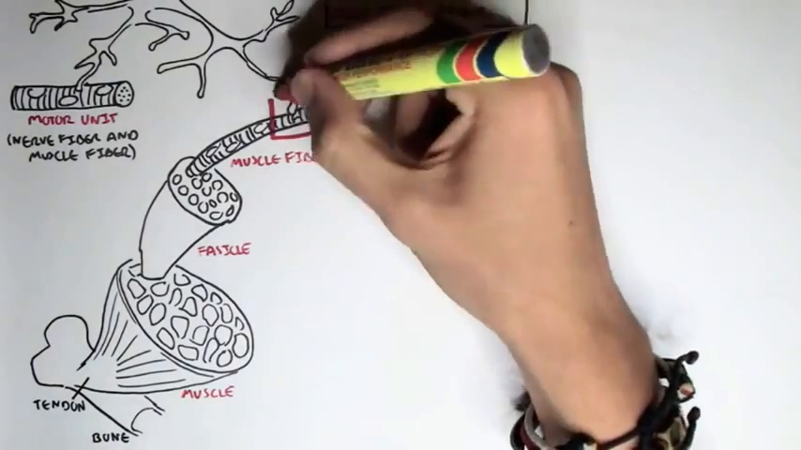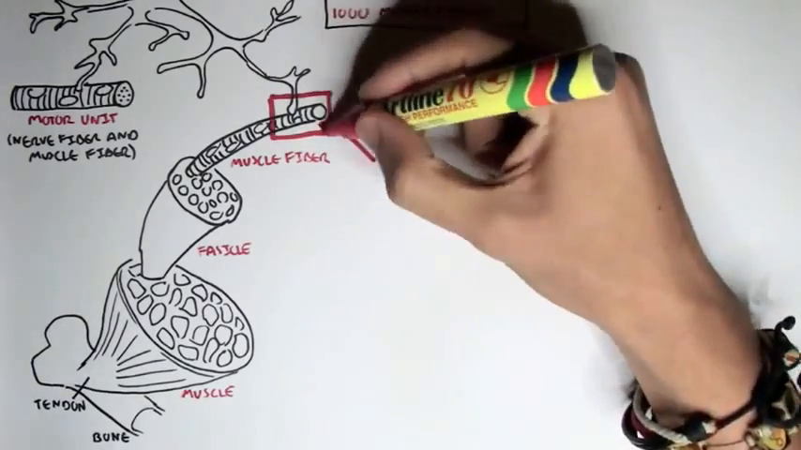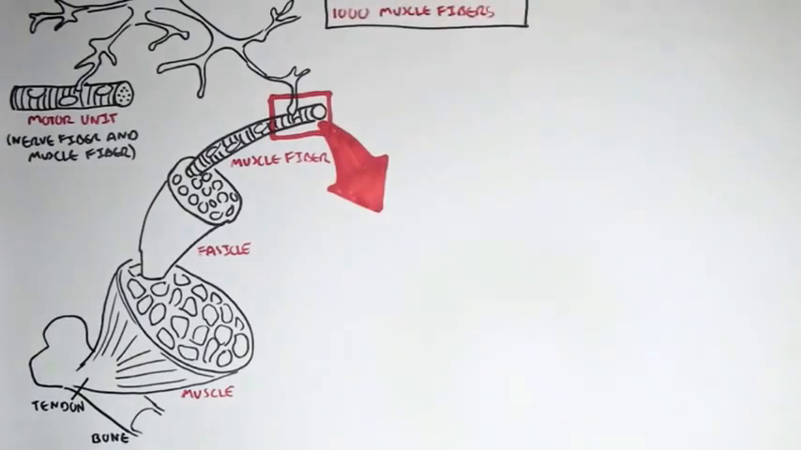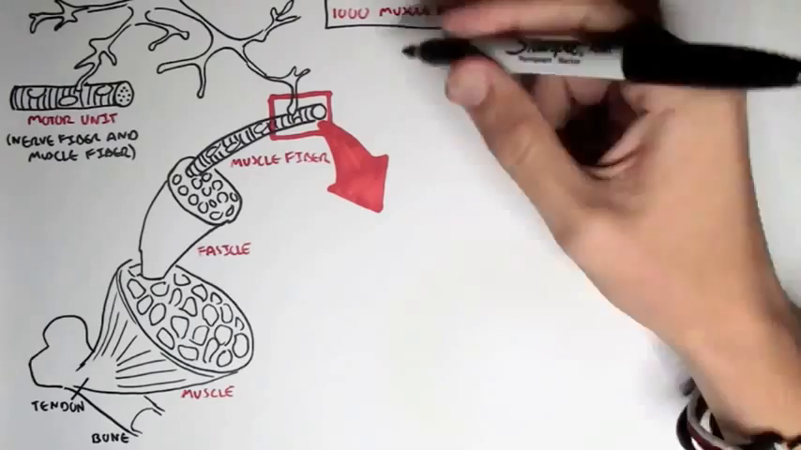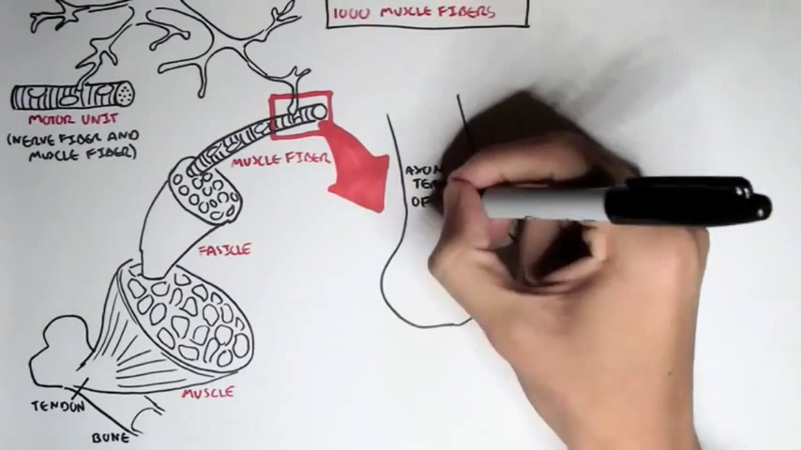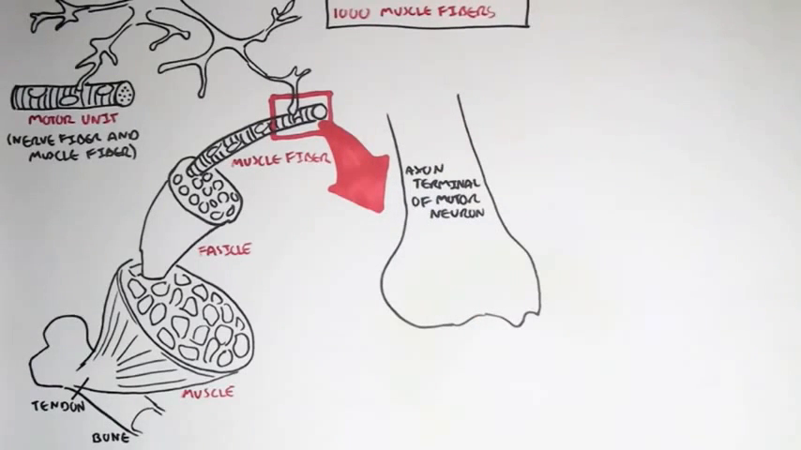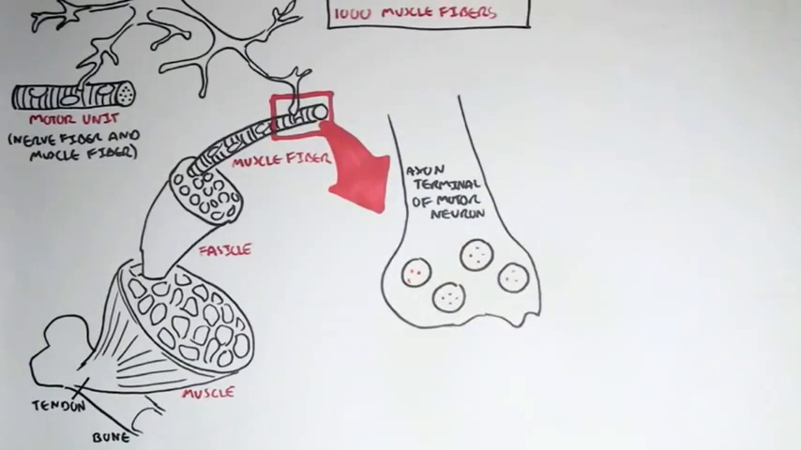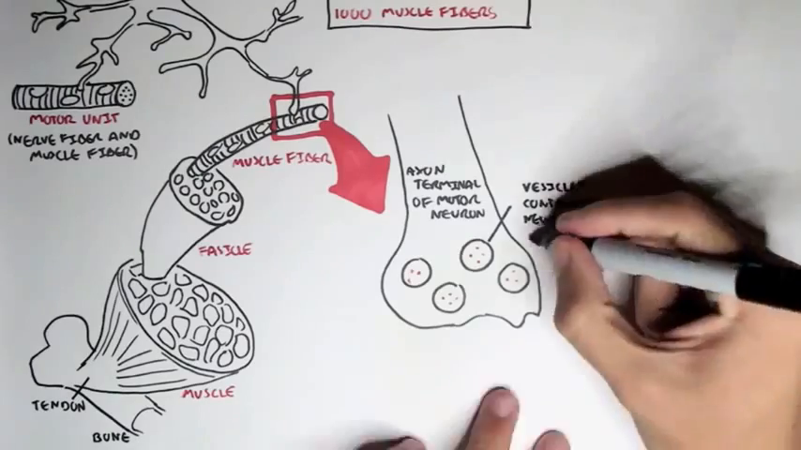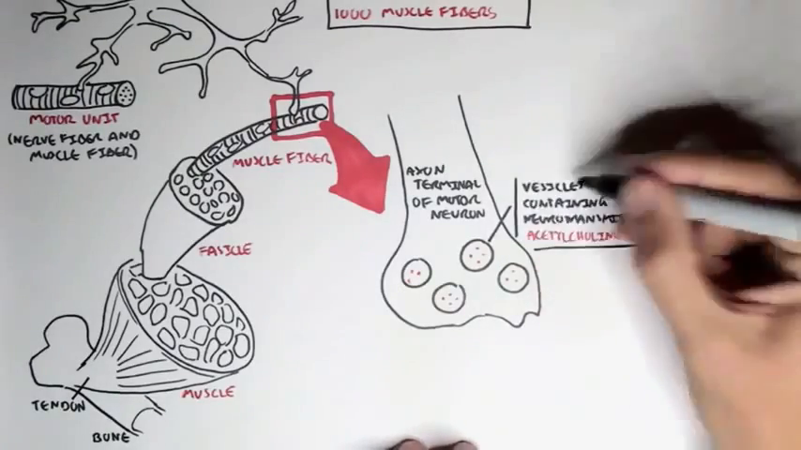So now let's zoom into one motor unit here and see what kind of structures are around in the muscle fiber and also the end of this neuron that assists in muscle contraction. And so here we have the end bulb, the axon terminal of the motor neuron. And the axon terminal of the motor neuron, the end bulb, has many vesicles here. And these vesicles contain neurotransmitters known as acetylcholine. So now we'll just stop there for now and look at the muscle fibers.